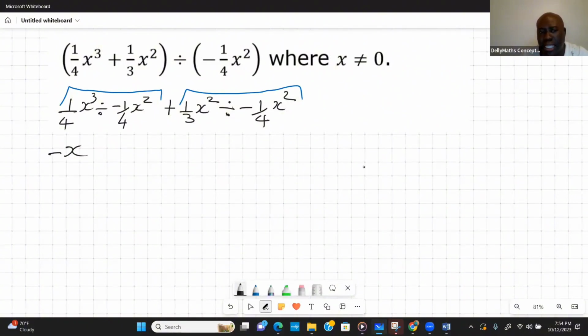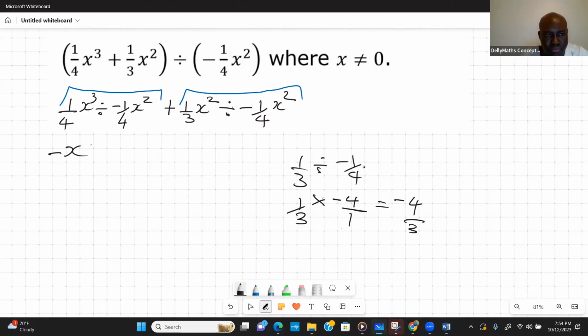Now for the second piece, take a quick look. If we have 1/3 and we're going to divide this by negative 1/4, remember, when you divide fractions, you can change the division to multiplication and then reciprocate the last fraction. So at this stage, this is what we have. There's nothing to be canceled. So 1 times -4 will give me -4. 3 times 1 will give me 3. So this is actually -4/3. That is going to come down here.